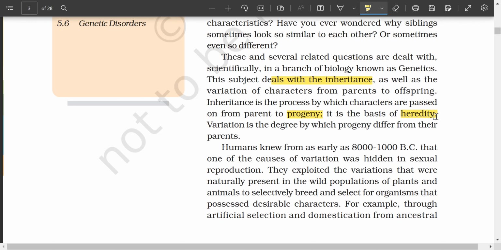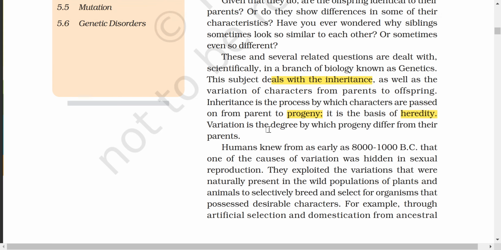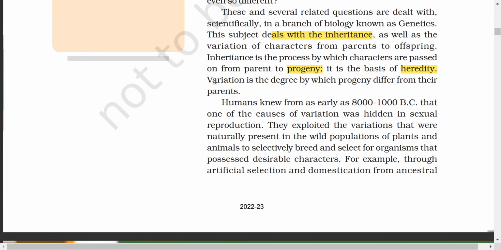Again, very important line. So when it comes to inheritance, basically characters parents से offspring में कैसे जाते हैं उसको inheritance बोलते हैं, and inheritance is the basis of heredity. Fine. Variation is the degree by which the progeny will differ from their parents. So we all know it, it is part of basic observations you could see even at your home. Also you can see siblings being so similar, or different relatives being so similar, and sometimes even very close siblings being very different from each other. That is the variation, basically the degree by which you would differ from your parents.